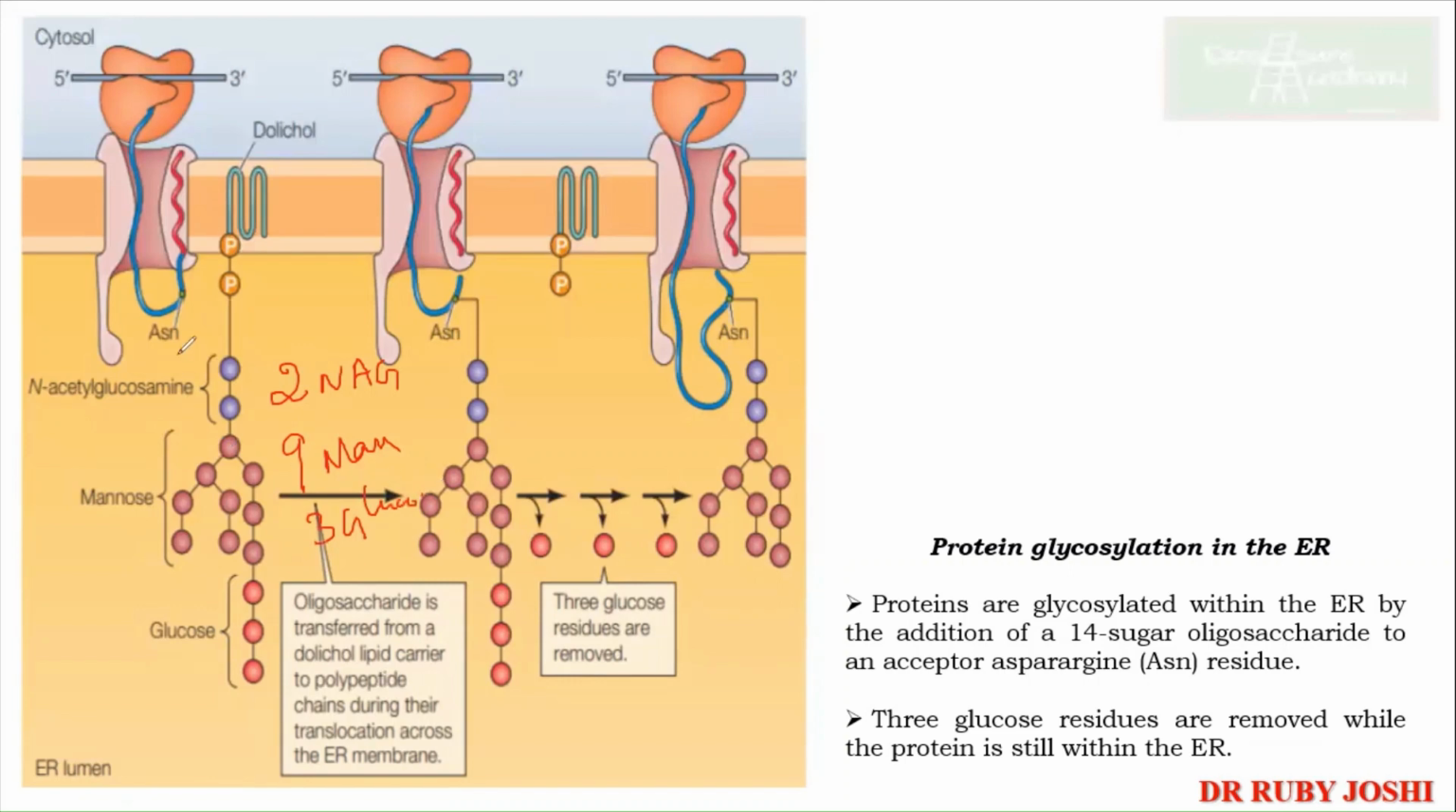So this entire oligosaccharide is going to transfer from the dolichol lipid carrier to your protein, which has the asparagine. Once this is transferred, one by one the glucose molecules are removed. After this, having the 2 NAG and 9 mannose, depending on the requirement of what kind of glycoprotein your protein should become in future, all those processing will take place. The addition and deletion will be happening, but this much is happening in the ER lumen. Okay, all good?